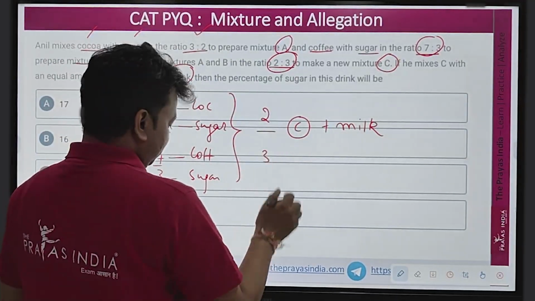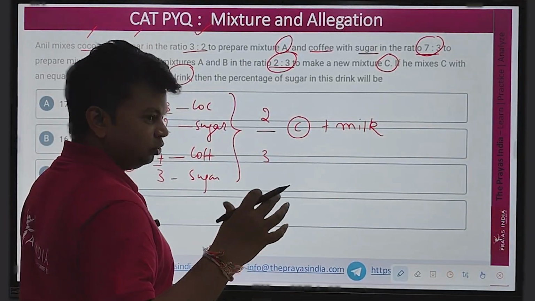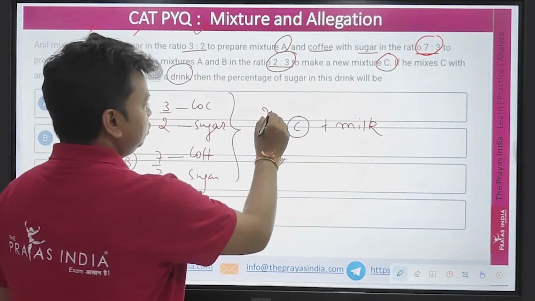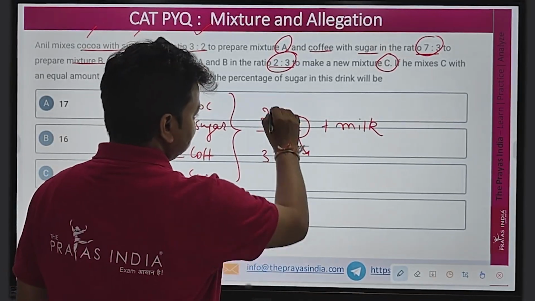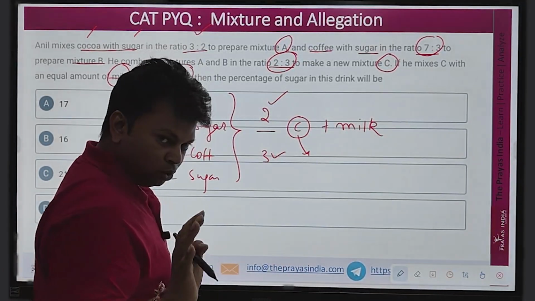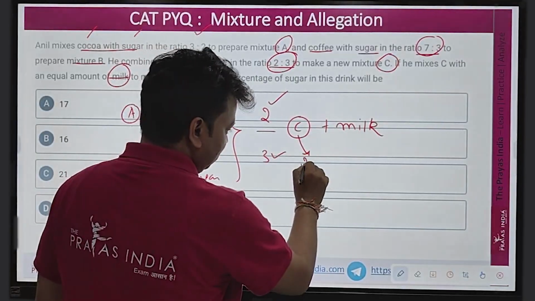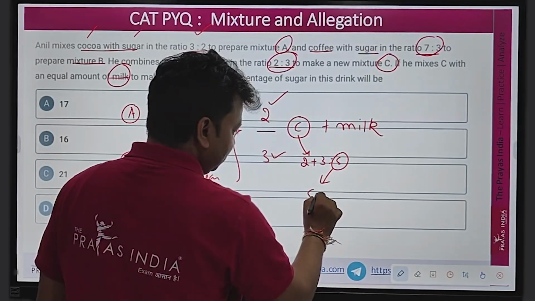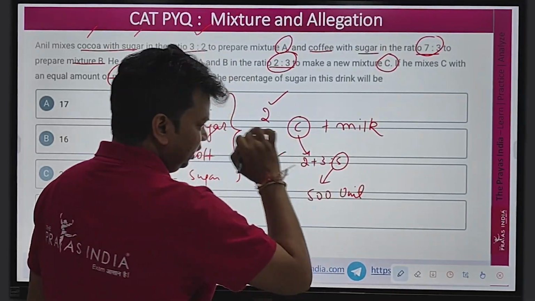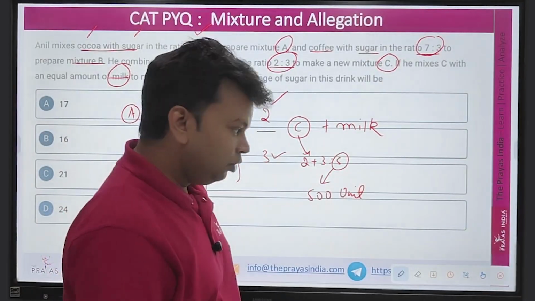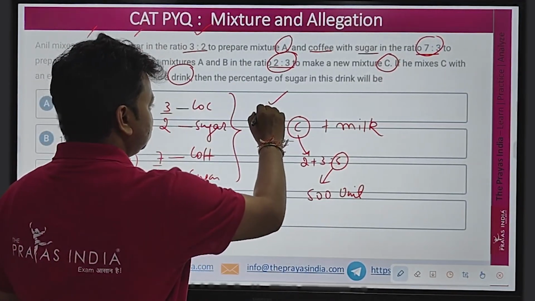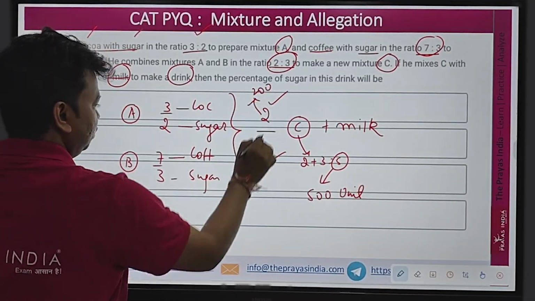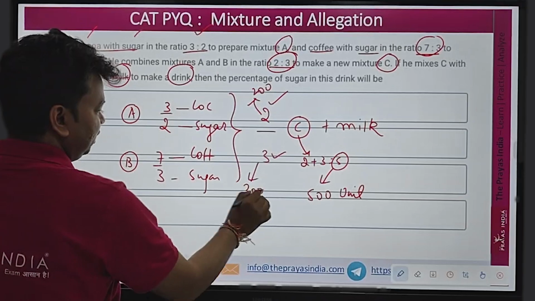You don't know the volume of A, B, C, or maybe of milk. So you assume the volume of C. Since this is 2 and this is 3, the total is 2 plus 3, 5. So I am assuming the volume, let it be 500 units. So let the volume of C be 500 units. Then the 2 part is A, so A is going to be 200. 2 part means 200 units, and 3 part is 300 units. That is going to be B.